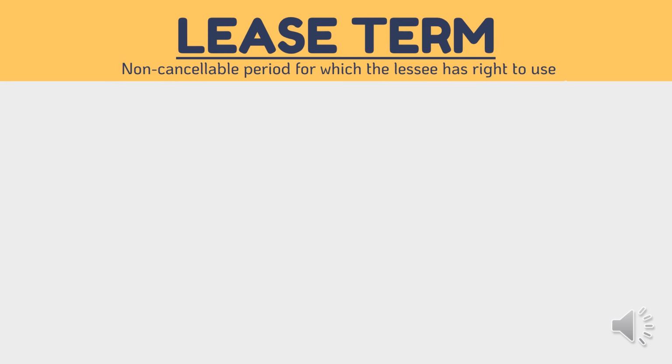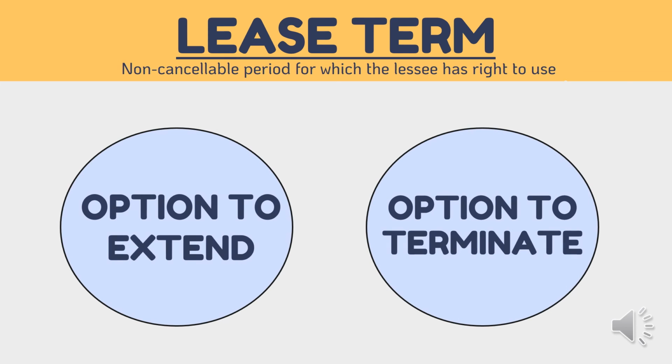Lease term. Lease term is defined as the non-cancelable period for which the lessee has the right to use the underlying asset, together with both of the following: first, the period covered by an option to extend the lease if the lessee is reasonably certain to exercise the extension option; second, the period covered by an option to terminate the lease if the lessee is reasonably certain not to exercise the termination option. Yung lease term, kasama na siya sa contract. Identified na siya sa contract kung gaano kahaba, kung gaano katagal rentahan ni lessee yung underlying asset ni lessor.